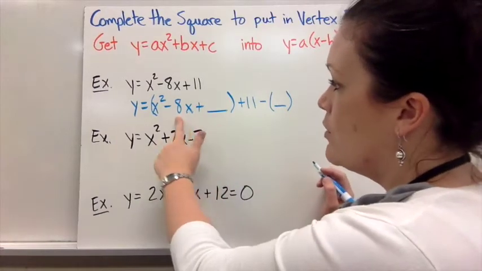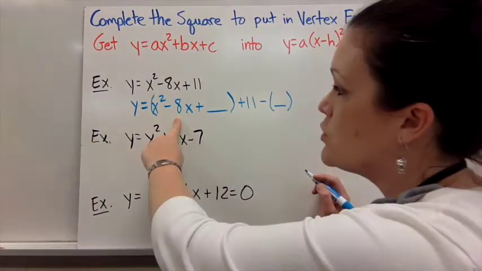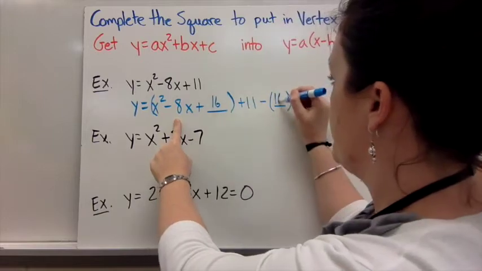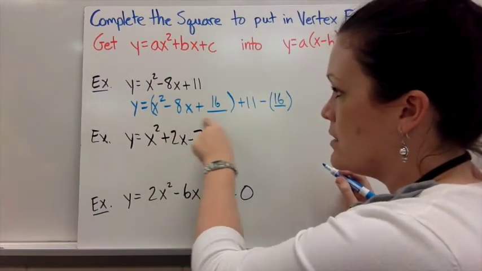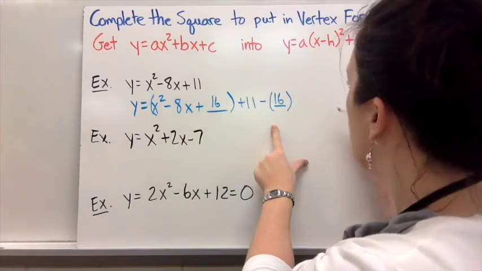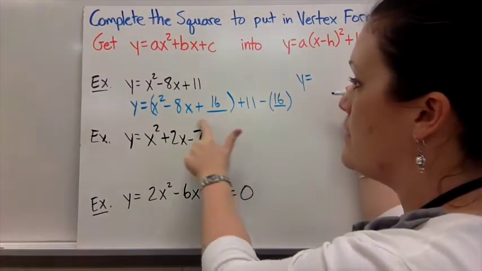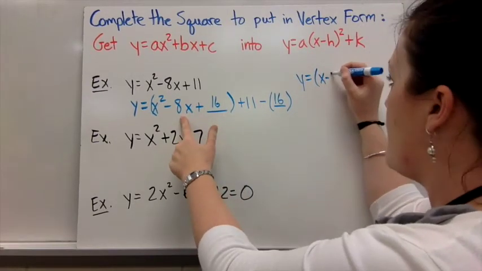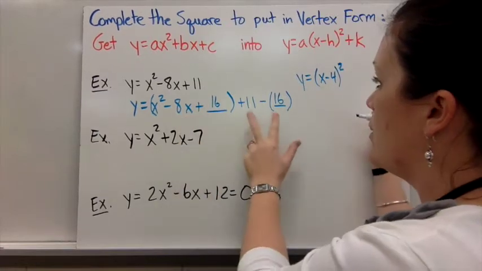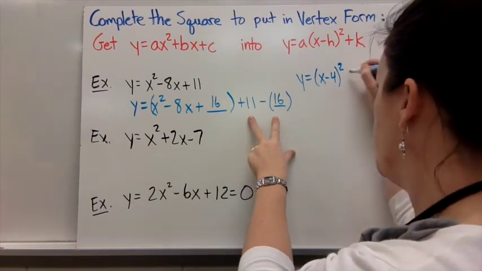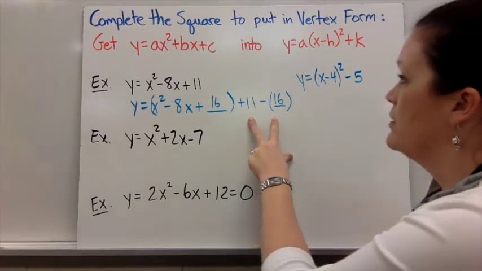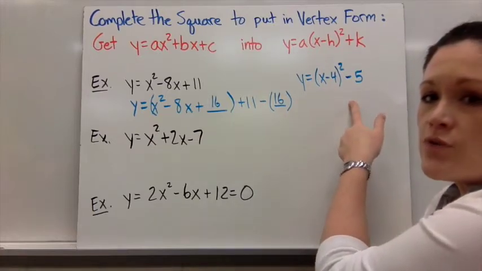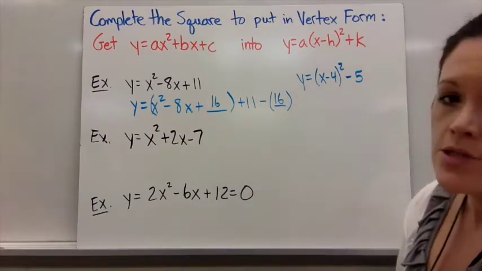So let's continue. Remember, we take half of the middle term and square it. So half of negative 8 would be negative 4, squared would equal 16. And then we just have to write this a little bit cleaner and we'll have vertex form. So I'm going to write y equals, and then remember how with completing the square this is equal to x minus half of b, squared. And then we just combine like terms right here. So minus 5. Notice I go in one step using completing the square to put this into vertex form from standard form. All right, let's try another one.